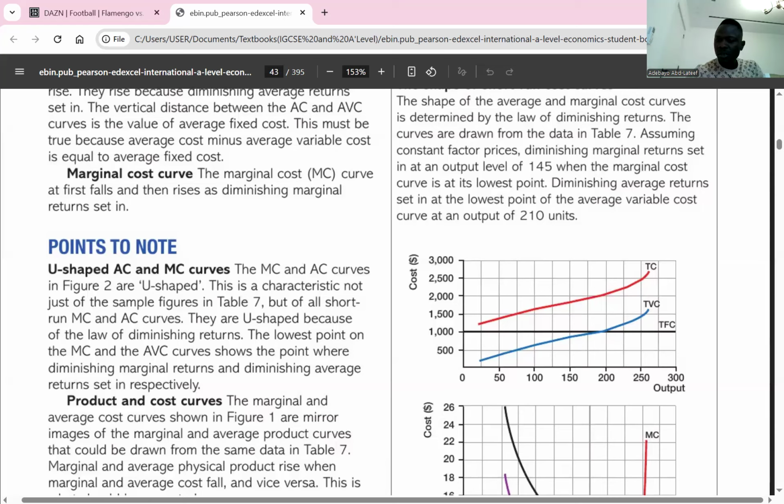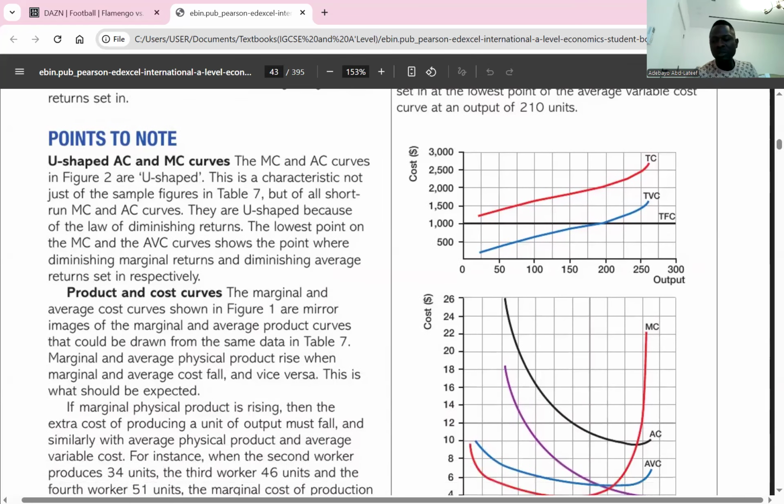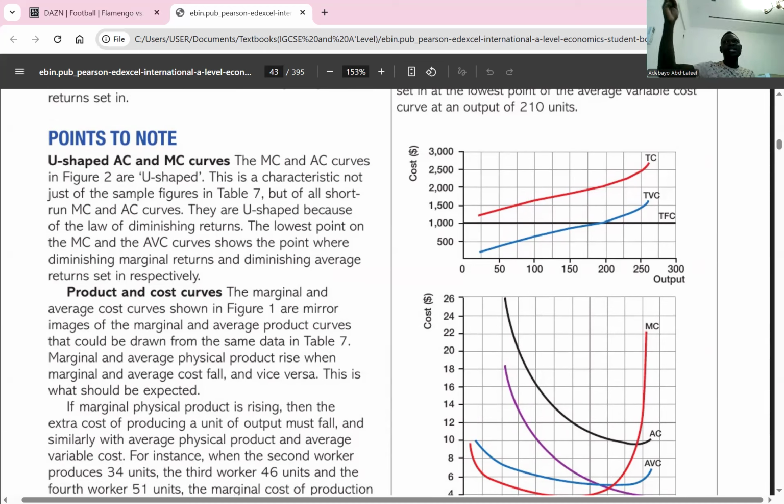Yeah. So what are the points to note? We have a U-shaped AC and MC. So our average cost and our marginal cost curves are U-shaped. Why? Because they fall, and at the end they start rising as soon as they reach the optimum level. Get the point here? They are both U-shaped because as soon as output increases, the average cost and the marginal cost will fall. But as soon as it gets to the optimum level, they start increasing. That's when diminishing returns comes in. Do you understand that? Yeah.